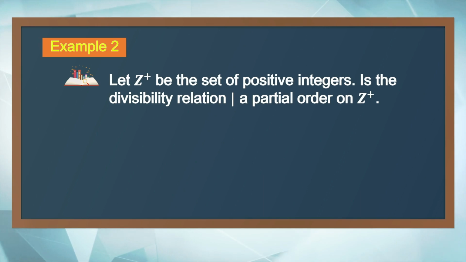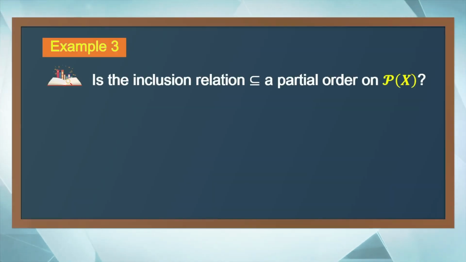Thirdly, if x divides y and y divides z, then x divides z. The divisibility relation is transitive. The divisibility relation is reflexive, antisymmetric, and transitive, so it is a partial order on the set of positive integers, and the ordered pair is a poset. Another example, example 3. Is the inclusion relation a partial order on the power set of x?